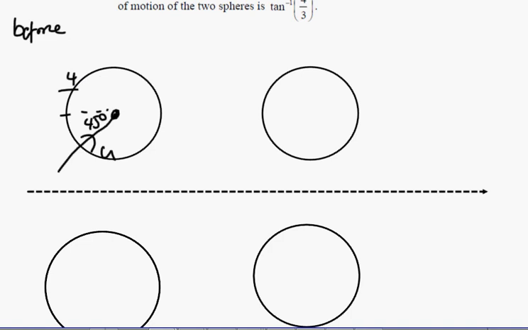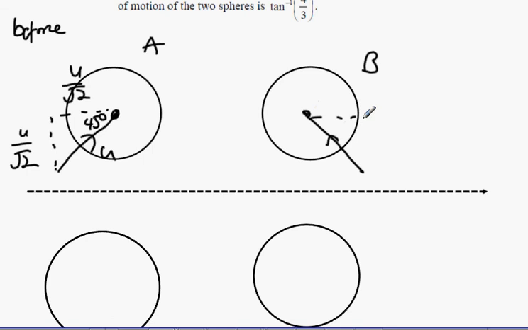It's going to be u over root 2, because it's going to be u cos 45 and u sin 45. So this one here is u cos 45, which is u over root 2. This one here is u sin 45, which is u over root 2. Now, this is particle A. Particle B is moving in the opposite direction. So it's also going to have a 45 degree angle and u. So it's going to be u over root 2 to the left, and u over root 2 going upwards.